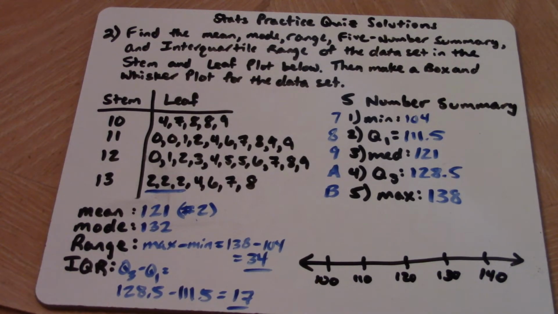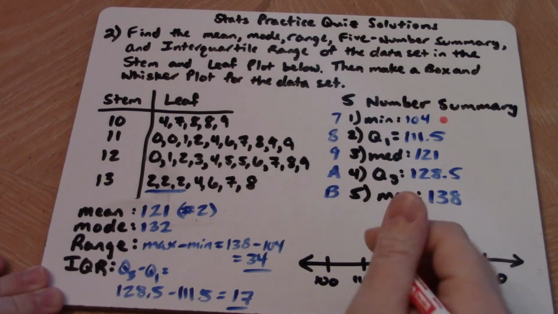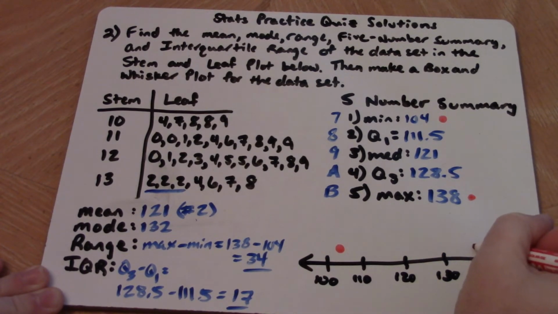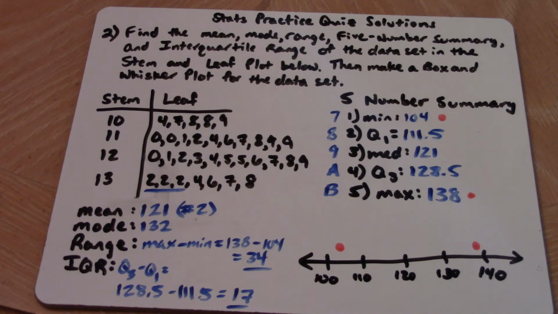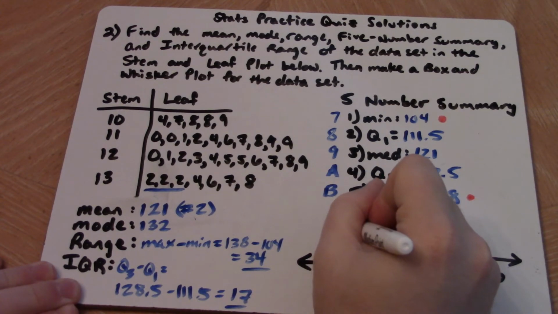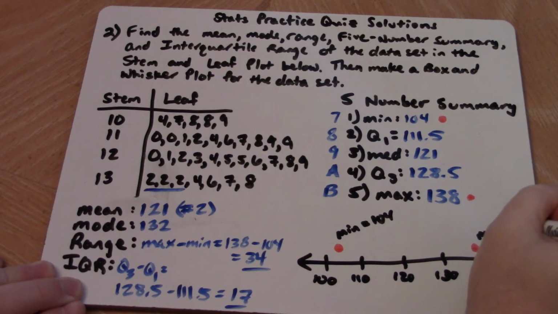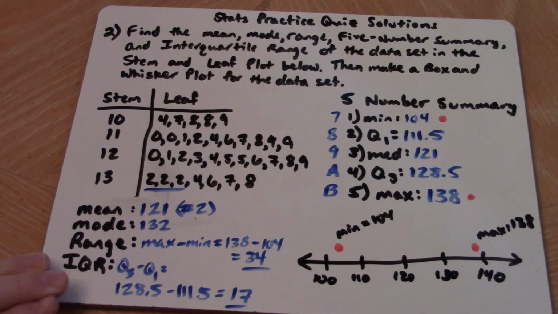Now, as long as we are labeling properly, our number line can pretty much be any scale that we want it to be. What we're going to be doing is placing a dot at the minimum, which is 104, and a dot at the maximum of 138. Now again, I would highly suggest that you are labeling this picture as you go. So up above it, we're just going to write minimum 104, maximum 138.